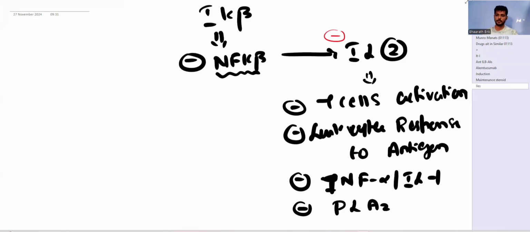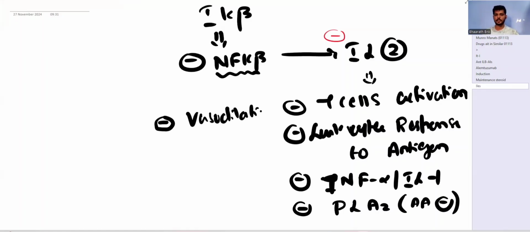Because phospholipase A2 is inhibited, all the arachidonic acid pathway and the products of this arachidonic acid pathway are inhibited. Leukotrienes and prostaglandins, all of them are inhibited. It also inhibits vasodilation. Right?